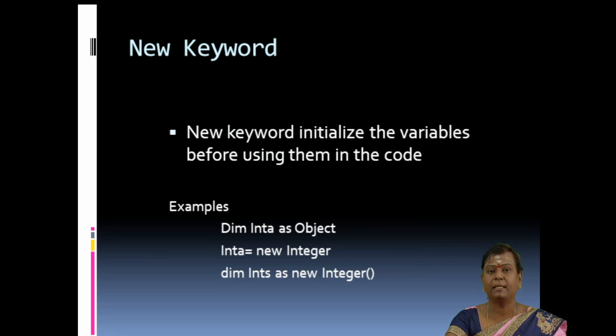This can be done in a single statement also, that is, Dim ints As New Integer. It's not necessary to declare it as an Object and then create it using the New keyword. We can do it in the declaration statement itself.